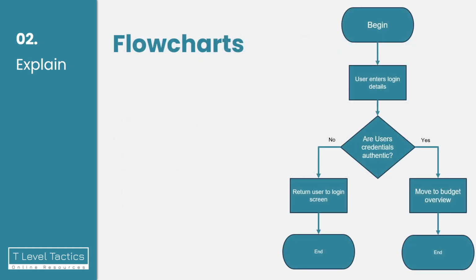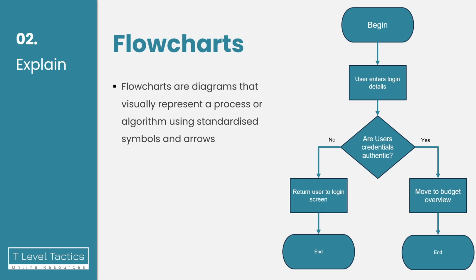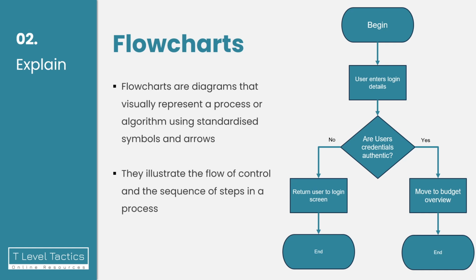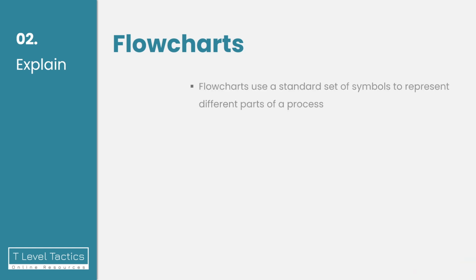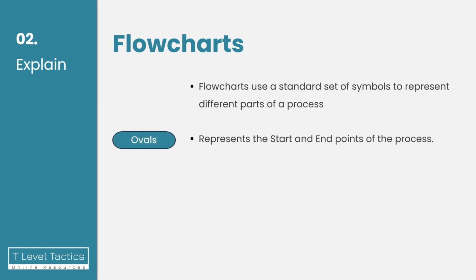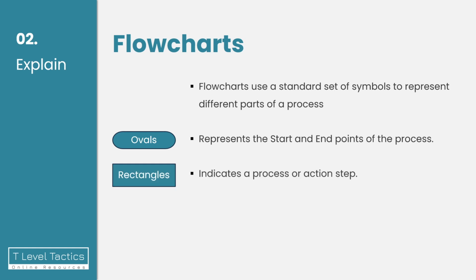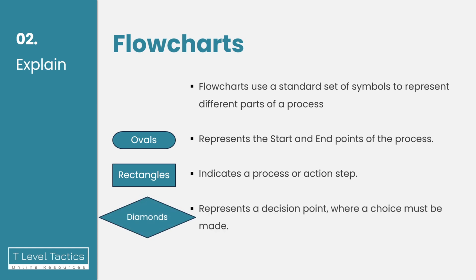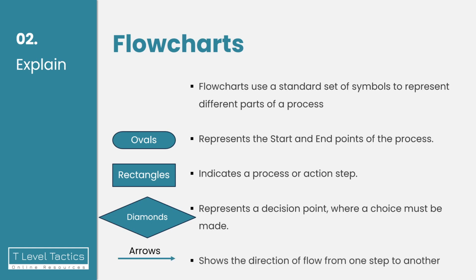Flowcharts are diagrams that visually represent a process or algorithm using standardized symbols and arrows. They illustrate the flow of control and the sequence of steps in a process. Flowcharts use a standard set of symbols to represent different parts of a process. Ovals represent the start and end points of processes. Rectangles indicate a specific process or action step. Diamonds represent a decision point where a choice must be made. And arrows show the direction of flow from one step to another.